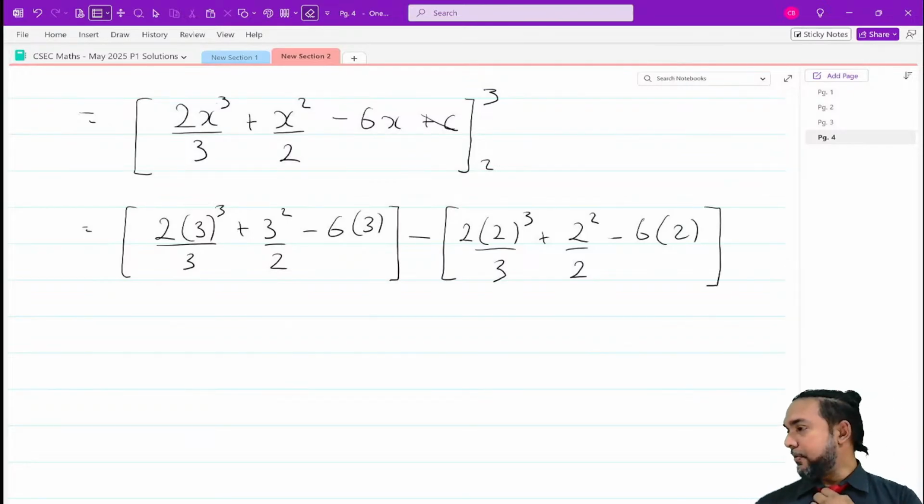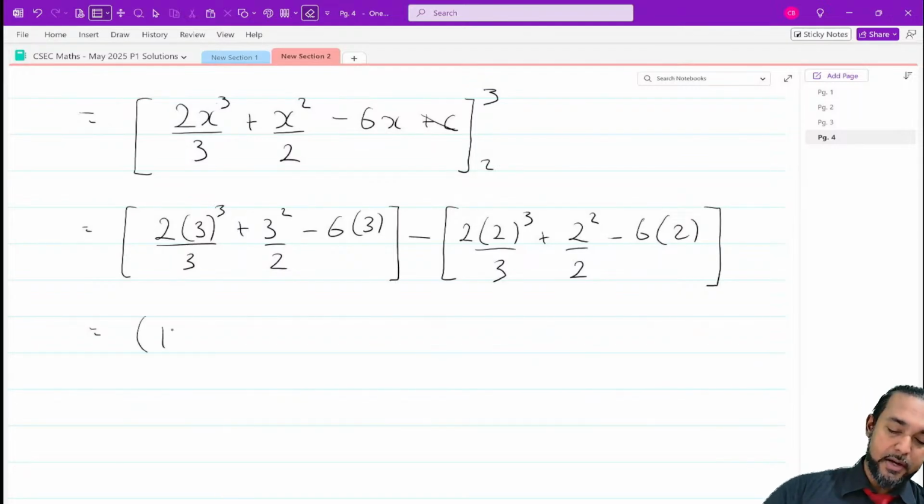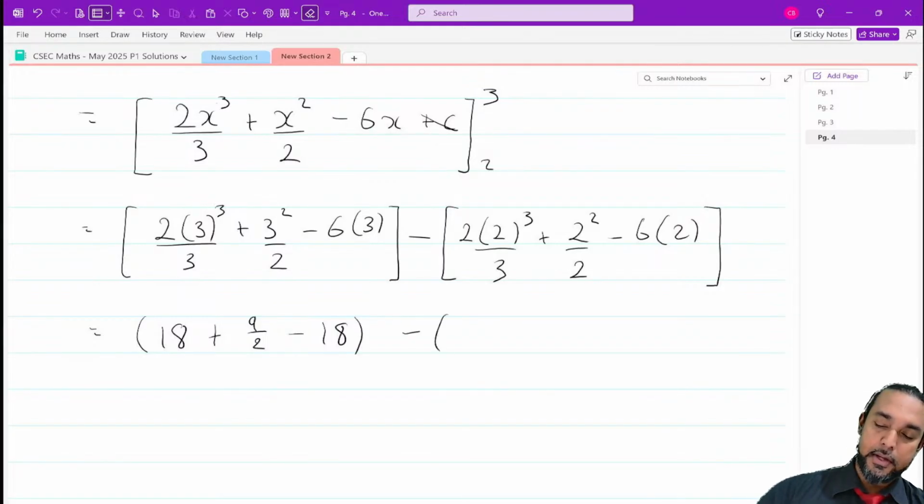All right, you with me so far? All right, cool. Okay, so 3 cubed is 27, but then it's divided by 3. That'll give us 9. 9 by 2 will give us back 18. 3 squared is 9. We have 9 over 2. 6 by 3 is 18, so that's going to cancel the first term there. We'll come back to that.